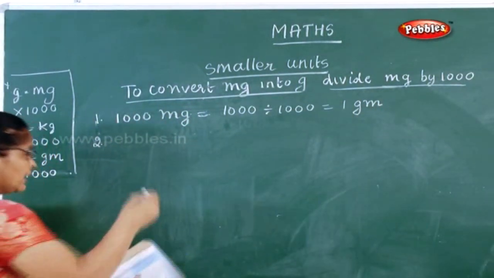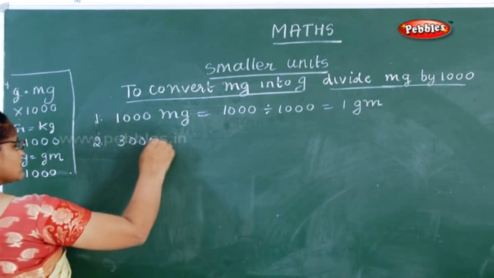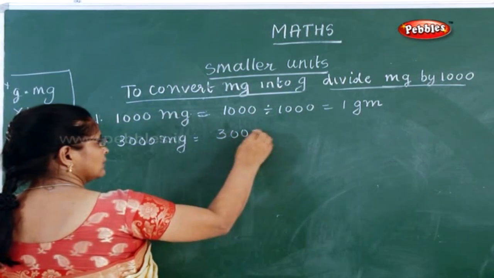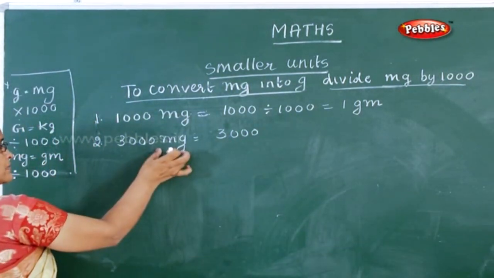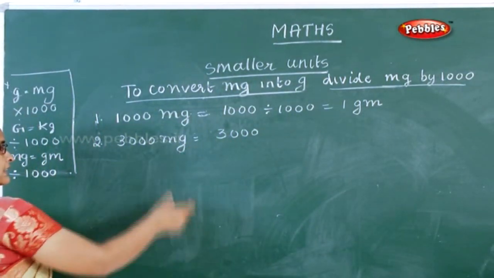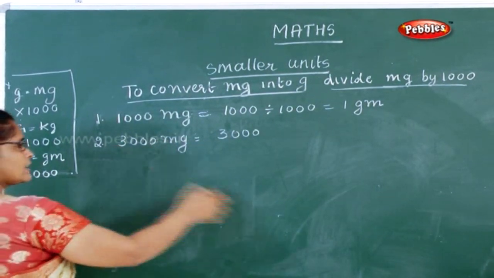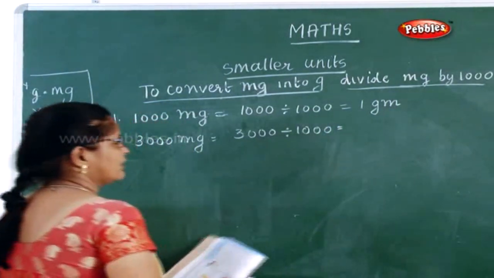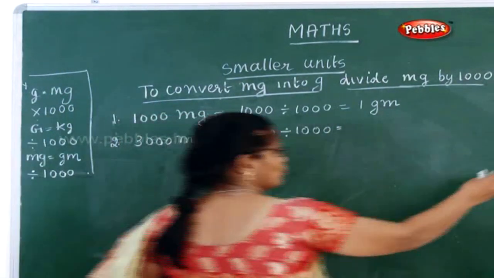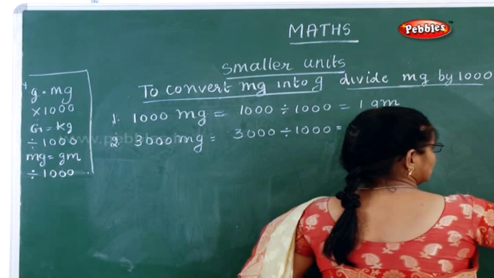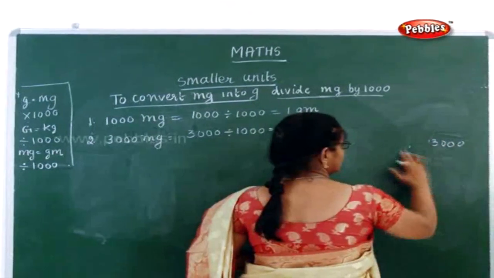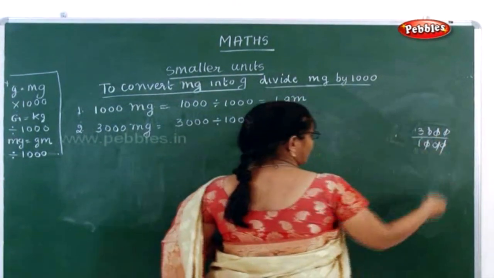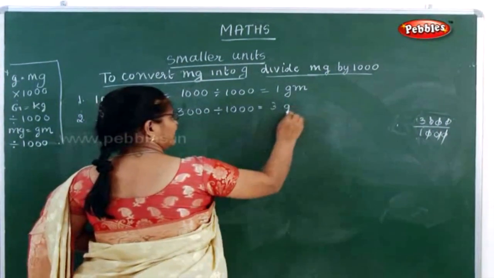Now second sum, it is 3000 mg. How will you do it? Now what did I say? How will you convert this mg into gram? Yes, you have to divide 3000 by 1000. Now what is the answer? See, how will you do this 3000 by 1000? Very easy method. Just cut off the zeros. You get 3 grams.